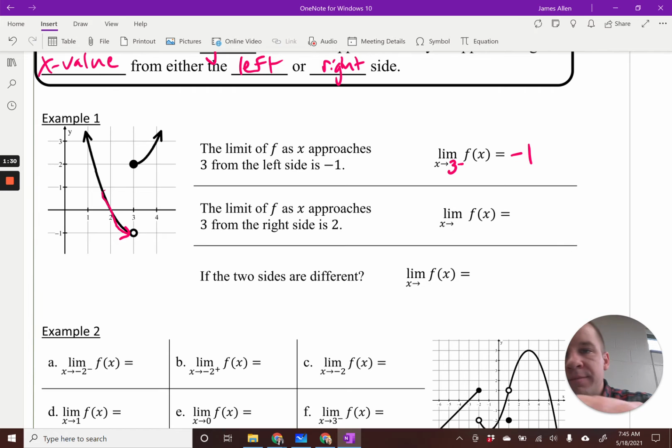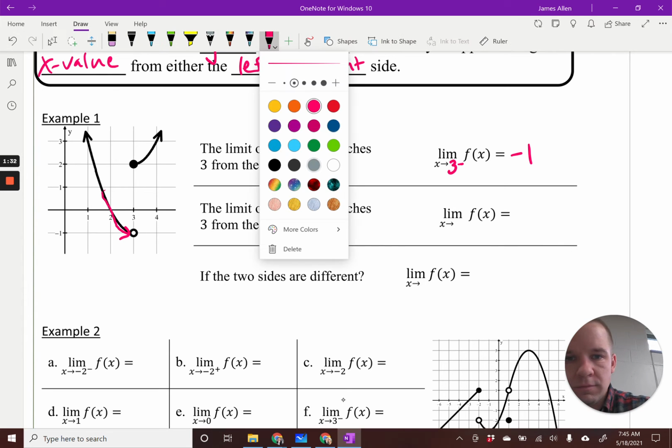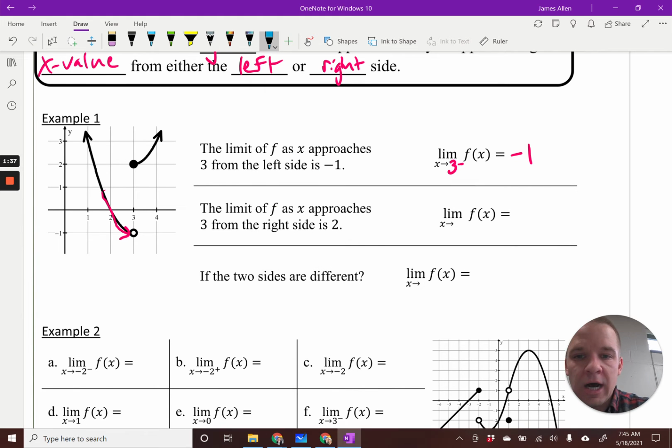Now, on the flip side, the limit of f as x approaches 3 from the right-hand side. So as I'm coming on the right-hand side here, I am going to positive 2 for my y value. So as x approaches 3 from the right, I'll put a little positive sign, coming from the positive side of 3, it approaches positive 2.